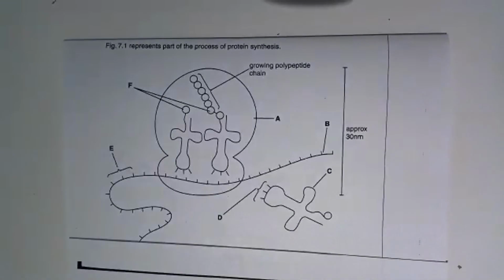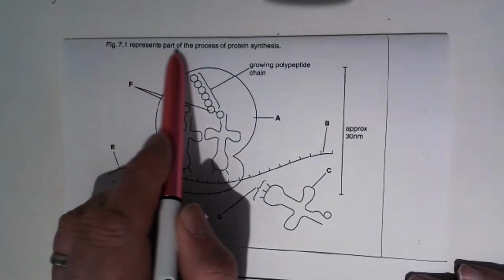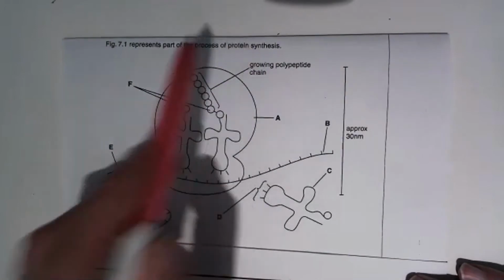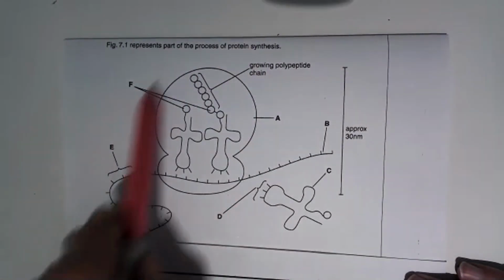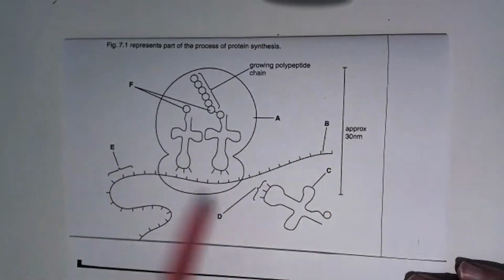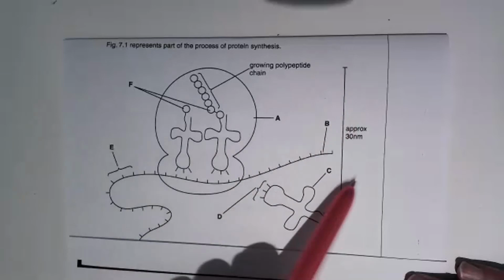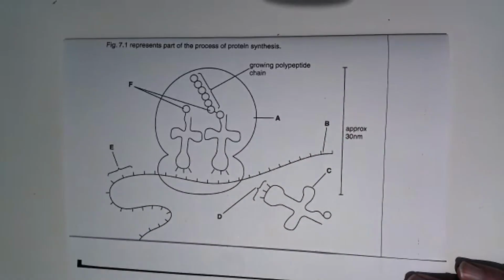This is a question that represents part of protein synthesis. You've got a diagram here. It says figure 7.1 represents part of the process of protein synthesis. You've got a diagram labeled A, B, C, D, E, and F. You're told a size that is approximately 30 nanometers. And there's going to be a series of questions based around this diagram.